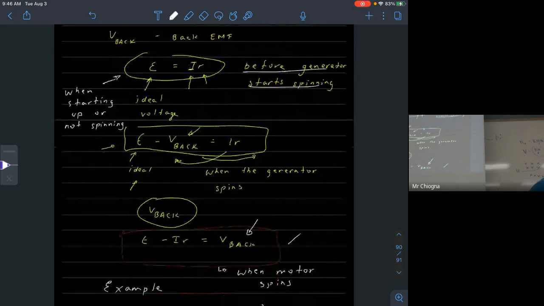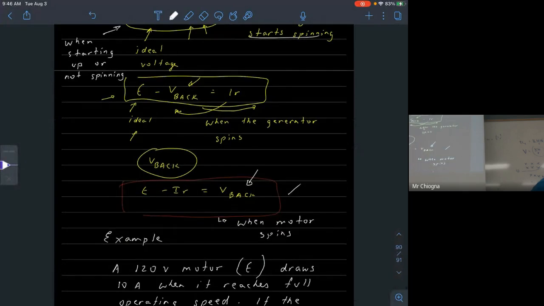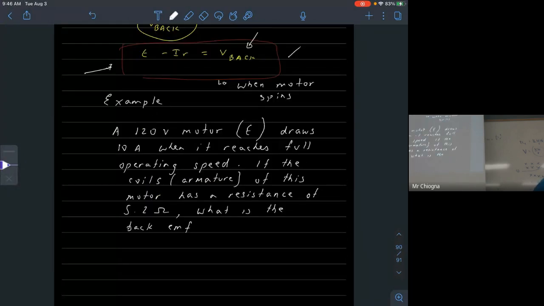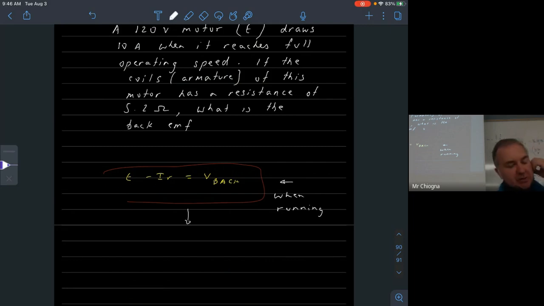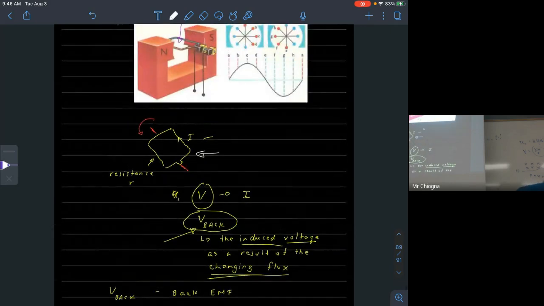Okay, so let me just see those two equations. It's really just one equation. Let me show you what I mean by that. That equation there, okay, that's when it's running. How come it reduces to the simpler version I showed you above? When it's not running, what physically is happening or not happening?